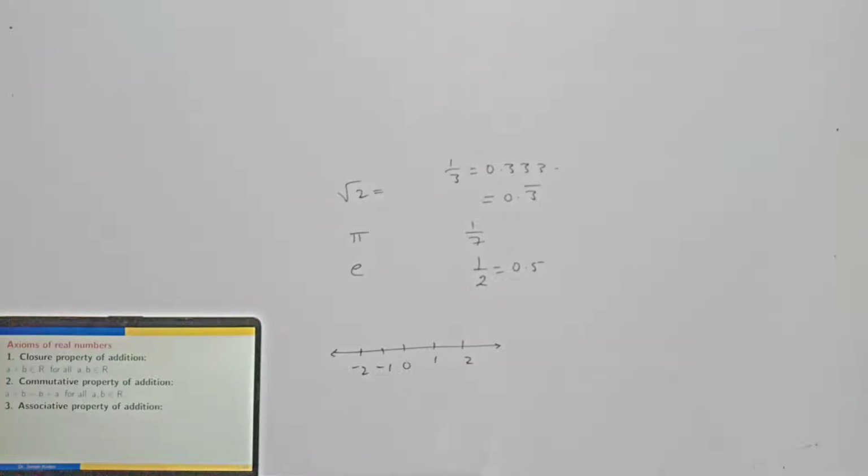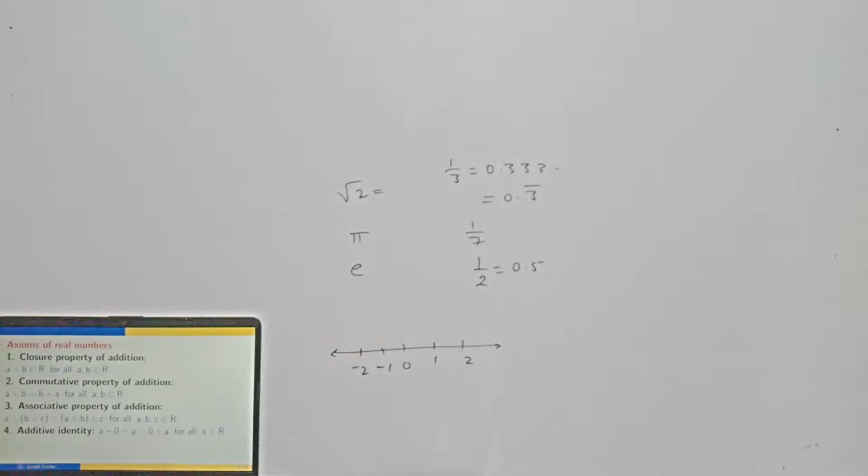Associative property of addition. Association can be done in either way. Whether you first add b and c, then a, or you add a and b first, then c. You can do the association either way in addition. The result of both sides is same. Both are equal. So this is associative property of addition.